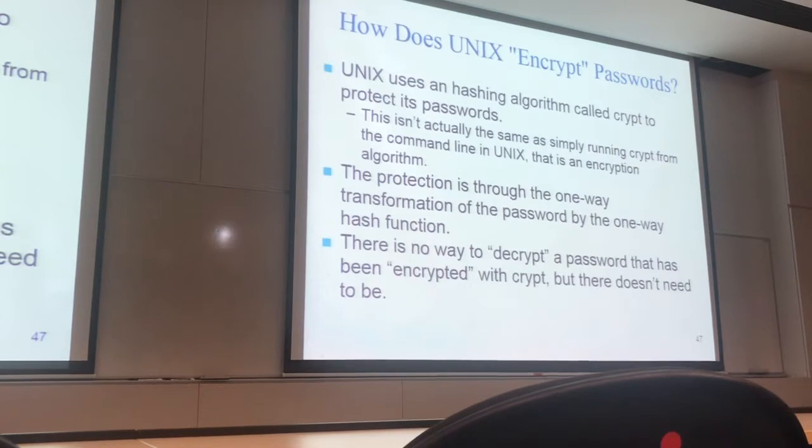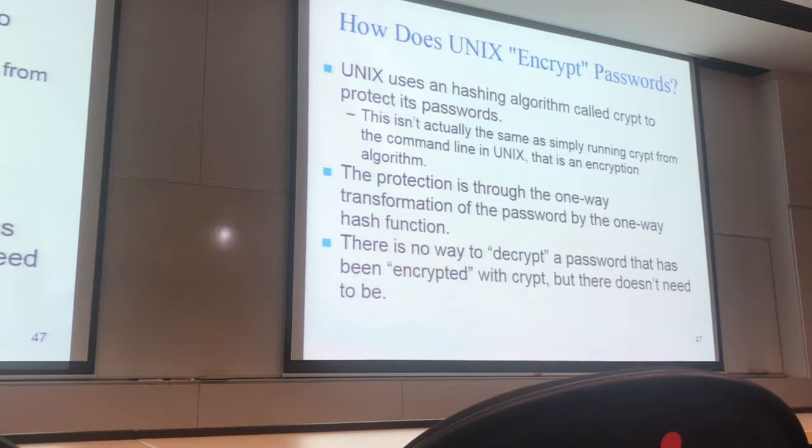The Unix system uses a function called crypt to do the hash. In Unix there are two crypt functions, so you don't confuse these two. One is the utility function to do real encryption: if you run crypt in the Unix terminal, you are actually doing encryption. There is another crypt function, which is the hash function. So don't mix these two. One is for encryption, one is for hashing. We are interested in the second one, which is for hashing.